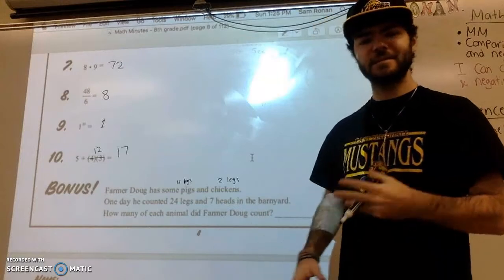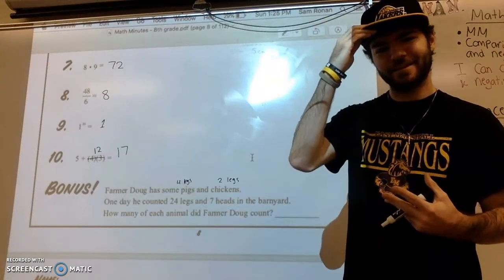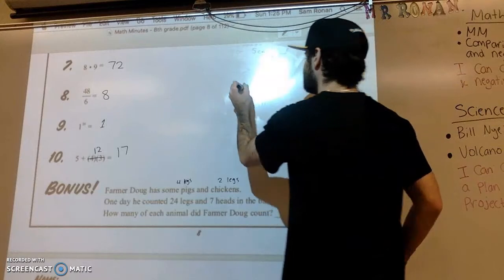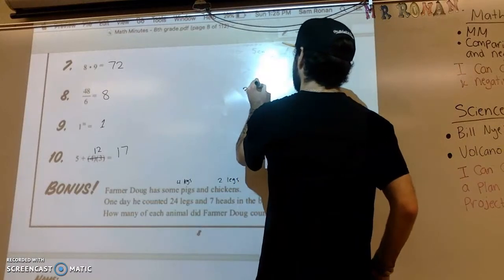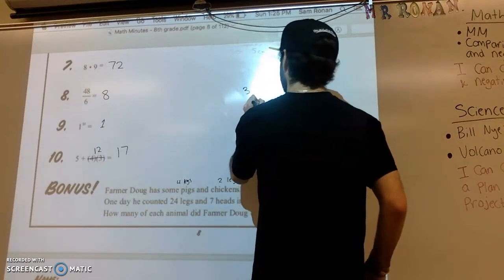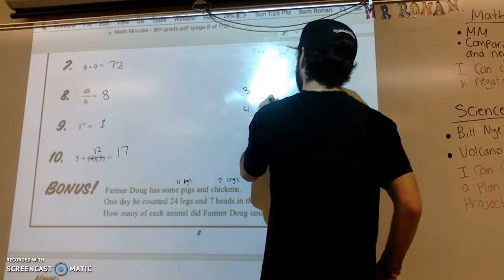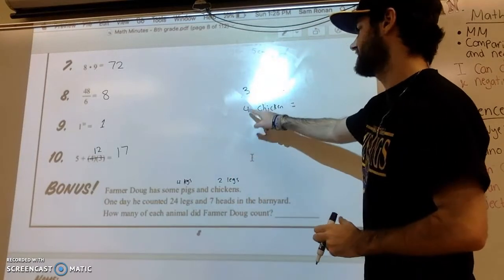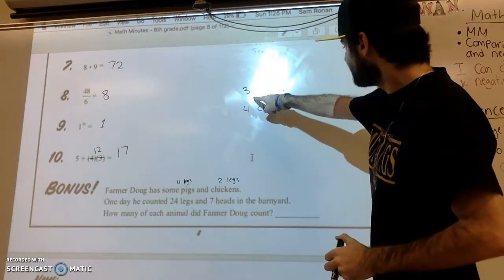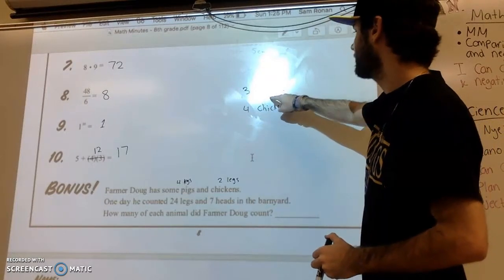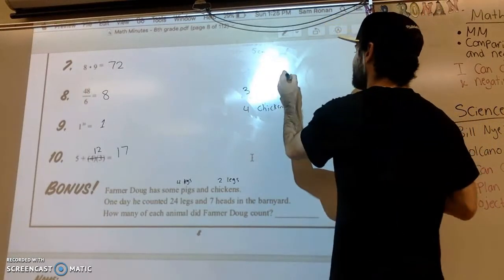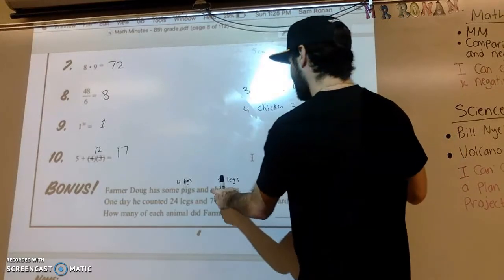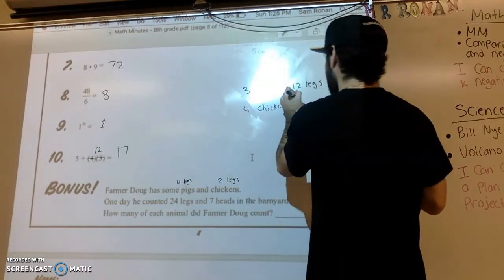Okay, so this is really just kind of guess and check, all right? Let's say we have 3 pigs. That means we must have 4 chickens. So that's going to be 7 total heads, right? 3 pigs, that's 3 heads. 4 chickens, that's 4 heads. If we have 3 pigs, we know pigs have 4 legs. That's going to be 12 total legs. And then if we have 4 chickens, that's going to be 8 total legs.